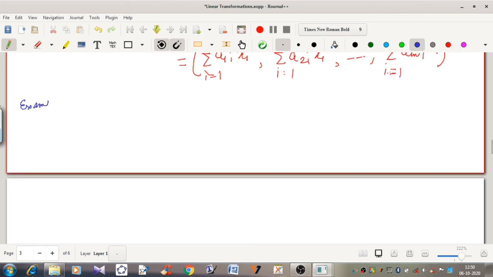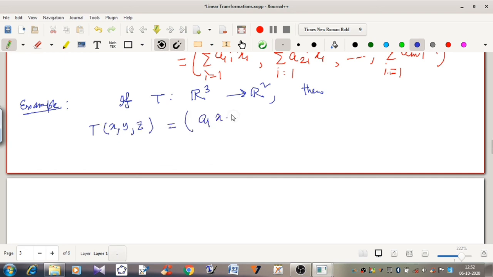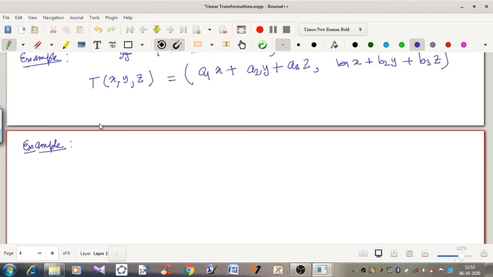Okay, so if T is a linear map from the vector space R3 to R2, then T of x, y, z can be written as a1x plus a2y plus a3z, comma, b1x plus b2y plus b3z.